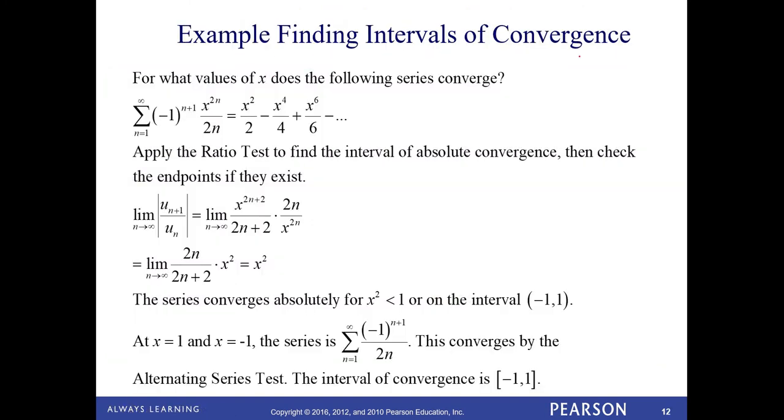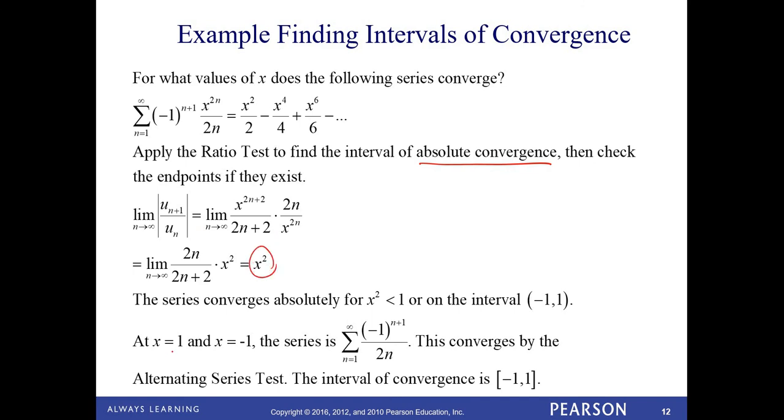So here's an example of finding an interval of convergence. The previous tests were just to tell whether a series converges or diverges. Now we're looking at our interval. For what values of x does the following series converge? So here's my series. I'm going to apply the ratio test to find the interval of absolute convergence, then check the endpoints. So here's our ratio test.